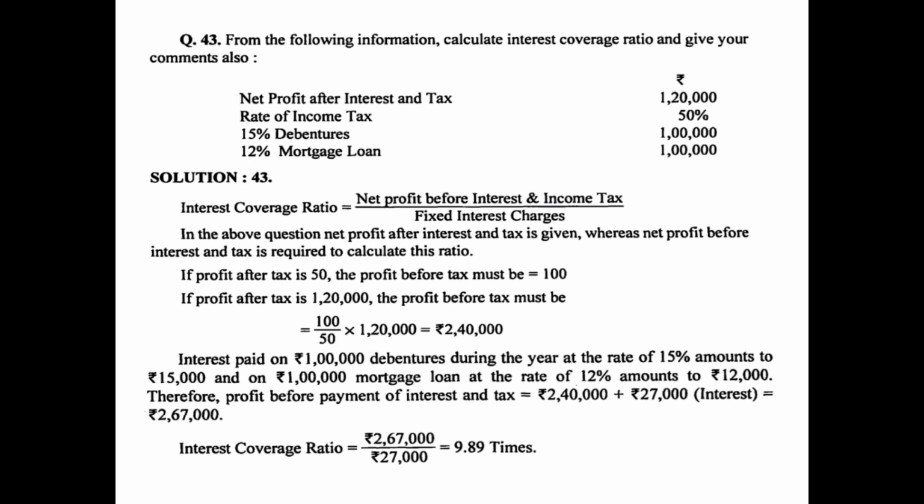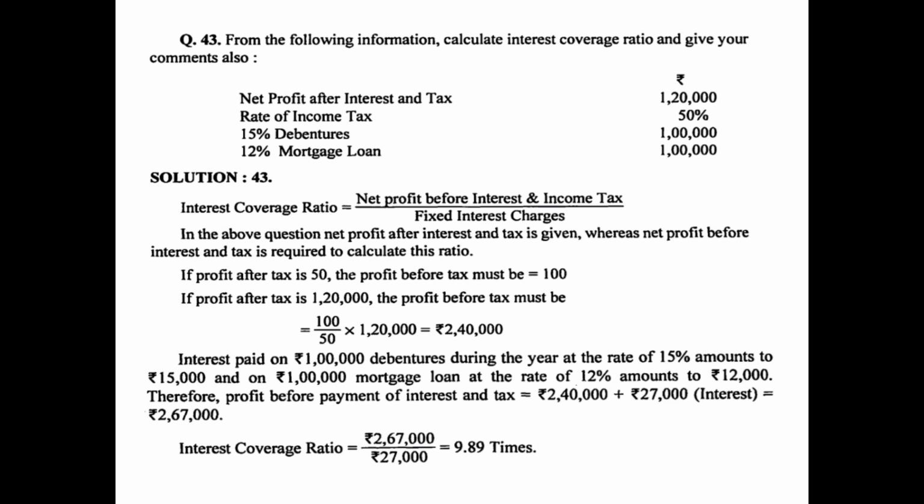Now, interest paid on rupees 1 lakh debentures during the year at the rate of 15% comes to 15,000, and on the 1 lakh mortgage loan at the rate of 12% comes to 12,000. That means total interest is 15,000 plus 12,000, that is 27,000. Therefore, profit before payment of interest and tax is equal to 2,40,000, that is profit before tax, plus interest 27,000, that is net profit before interest and tax will be 2,67,000.